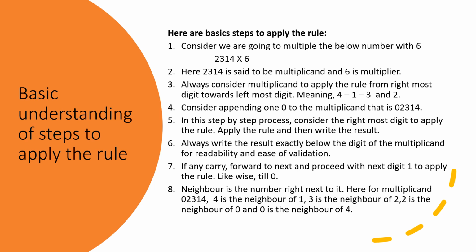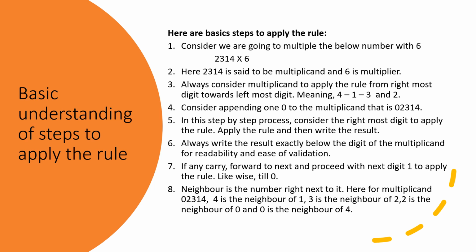Let's refresh the basic steps to apply the rule. Here I'm considering an example of 2314 into 6. Here 2314 is the multiplicand and 6 is the multiplier. Always consider the multiplicand to apply the rule, and we have to start working from the digit 4, from the rightmost corner towards the left. So we are going to work on the digit 4, then 1, then 3, and 2. Consider appending 0 to the multiplicand to apply the rule. So our multiplicand should always be appended with 0. After applying this, it will be 0, 2, 3, 1, 4.